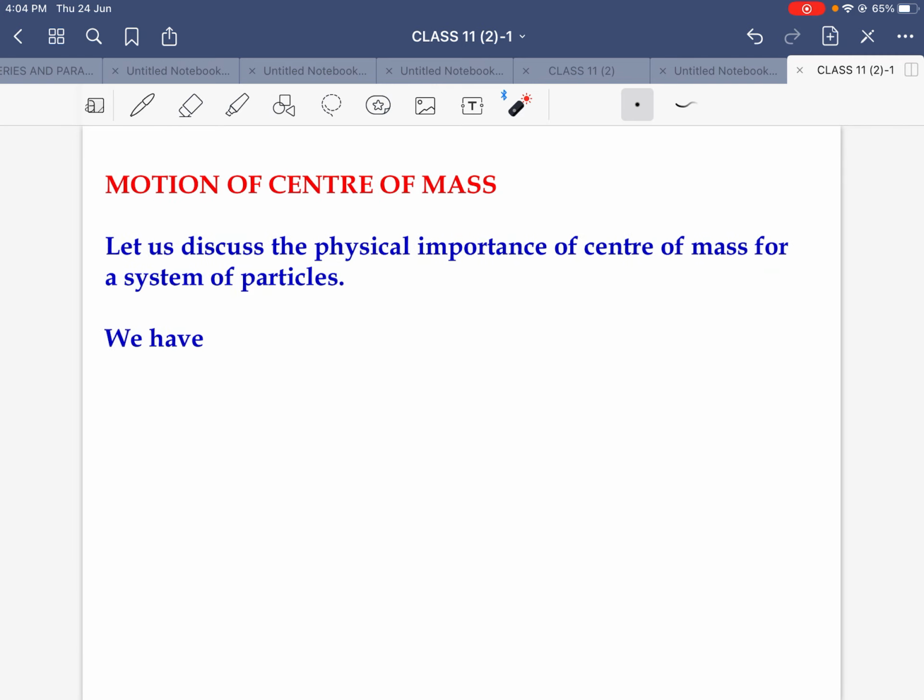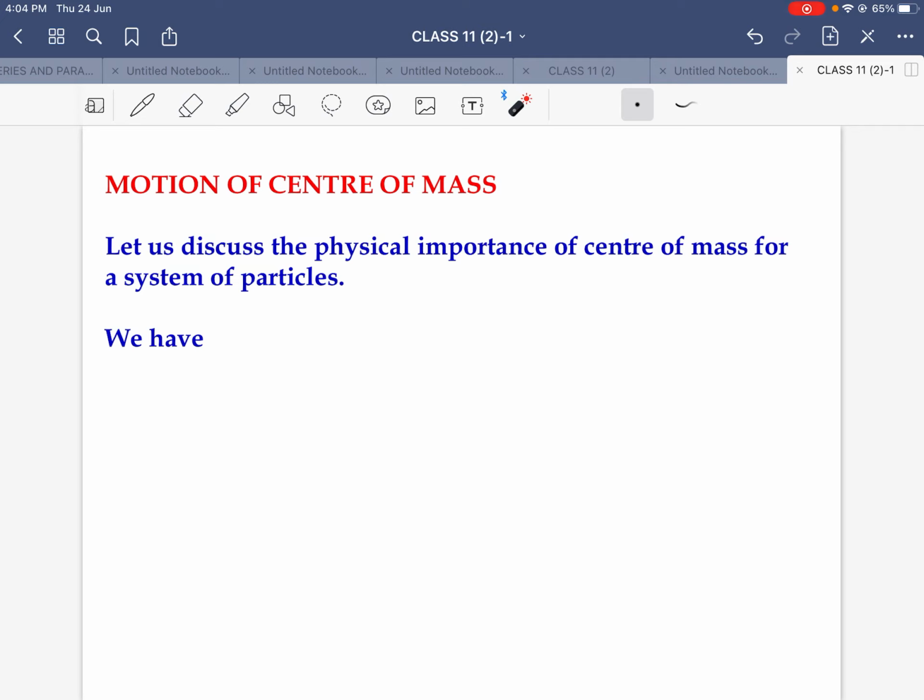First topic is motion of center of mass. In this topic, let us discuss the physical importance of center of mass of system of particles. We will find the answer to the question: how will the center of mass of a system respond to external as well as internal forces?